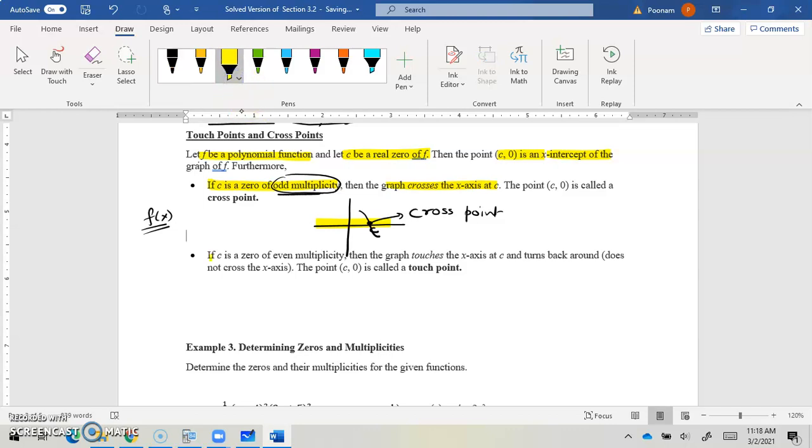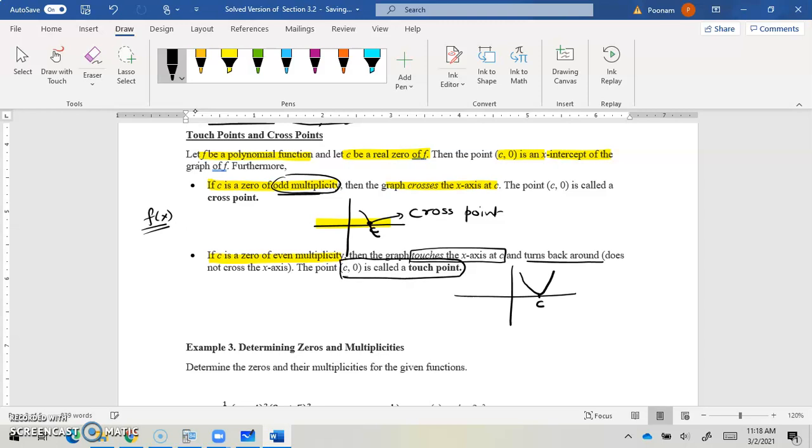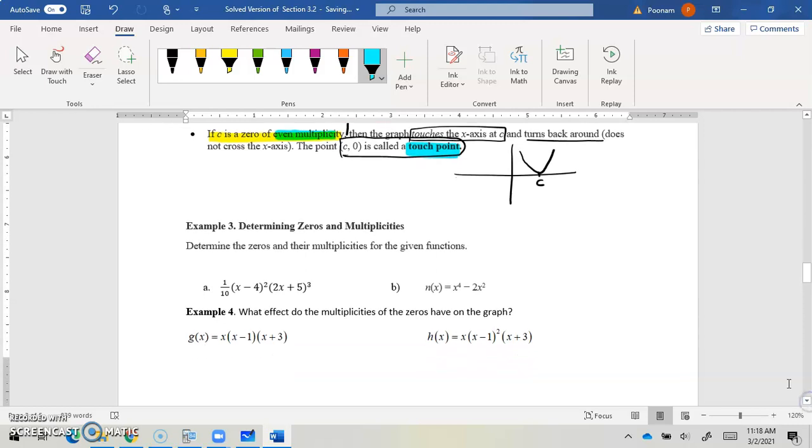But if c is a zero of even multiplicity, it is still an x-intercept, but the graph touches the x-axis at c. How will that look? Suppose c is there, the graph would come to that point, touch and turn back around. So at (c, 0), we call that point a cross point if the multiplicity is odd, a touch point if the multiplicity is even. Okay, let's use this in an example.